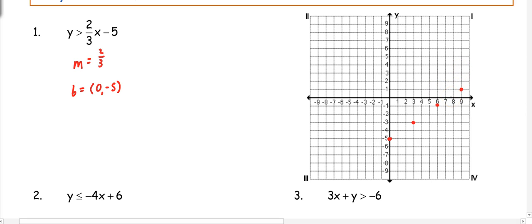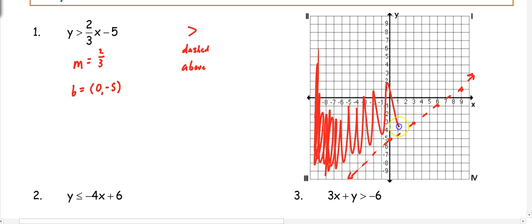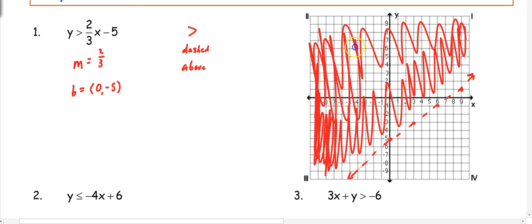Then I need to shade. First I need to figure out what type of line. Because it's a greater than symbol, there's no line underneath, so we're going to have a dashed line, a line that has some gaps in it. And then because it's a greater than sign, we're going to shade above the line. Above the line would be all of this area. So we're just going to roughly shade so that all of these points are solutions.